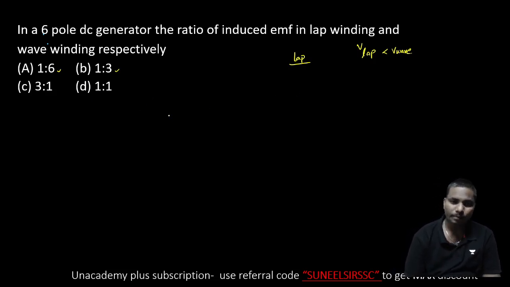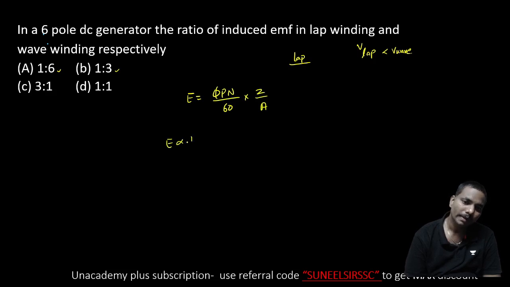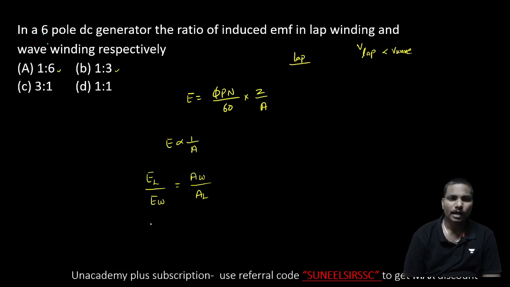And here the very important thing, as per the EMF equation, ΦPN by 60 into Z by A, EMF is always inversely proportional to the parallel paths. Here we can say E lap by E wave is equal to, inversely proportional means, A wave by A lap. So the induced EMF in lap winding and wave winding, lap by wave, is nothing but A wave, the number of parallel paths in wave, 2, over lap winding, 6.